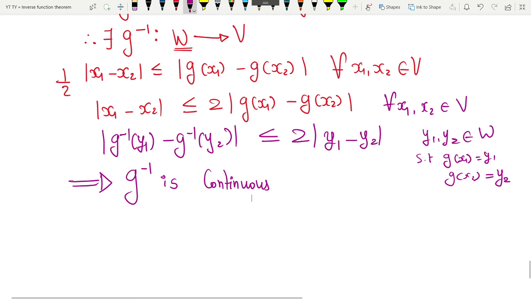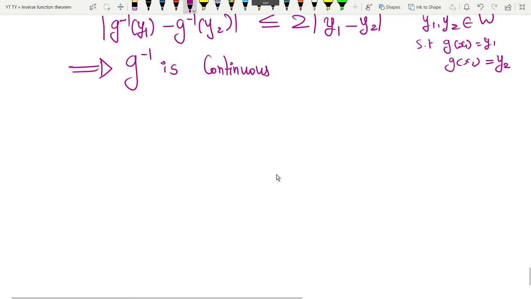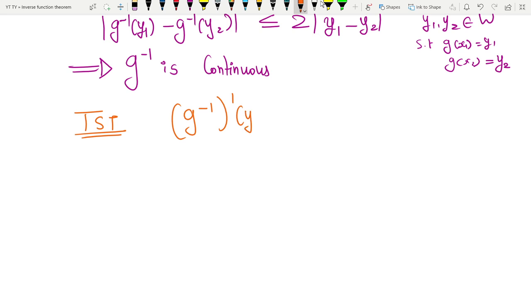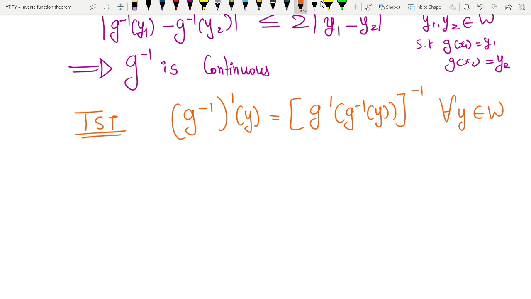Now comes the last part of the proof, in which we'll talk about the derivative of the inverse. What is left to prove? Now we need to show that the derivative of G inverse at any point y must be the same as what? It must be the same as the derivative of G at G inverse of y, whatever this matrix is, taken inverse. And this should be true for all y in my domain, that is nothing but W. Okay, so this is something that we need to prove.